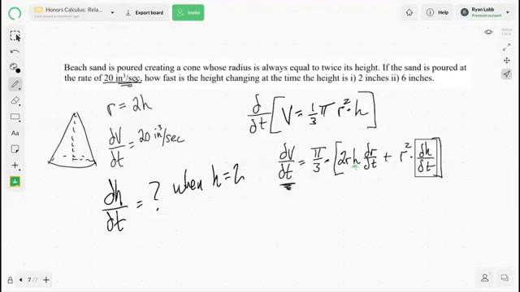Do I know h? Yes, h. Do I know dr/dt here? No, I don't know dr/dt. Do I know r? No. So here we want to know dh/dt, but in order to find it, we still need to do some work to find r and dr/dt. Well, r is simple enough. When h is 2, we're told that the radius is always twice the height, so r must be 4. Now I know r here and I know r here.